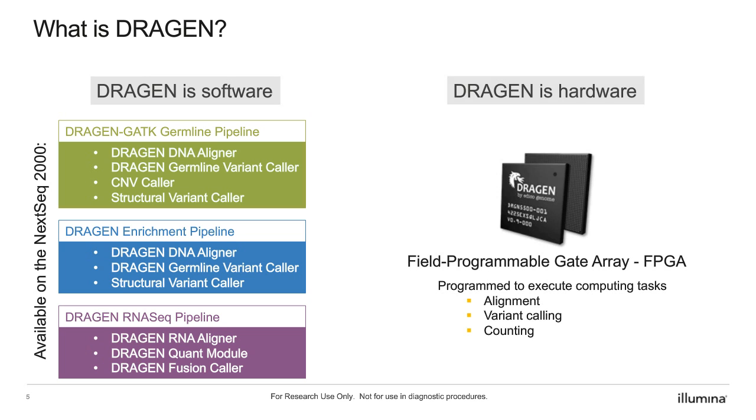DRAGEN is also hardware. DRAGEN uses field programmable gate arrays, or FPGA cards. These FPGA cards are also known as the DRAGEN chip or the DRAGEN card. The DRAGEN chip is programmed to execute computing tasks like alignment, variant calling, and counting for the DRAGEN RNA pipeline. Together, the optimized DRAGEN software pipelines and the DRAGEN chip make up DRAGEN.